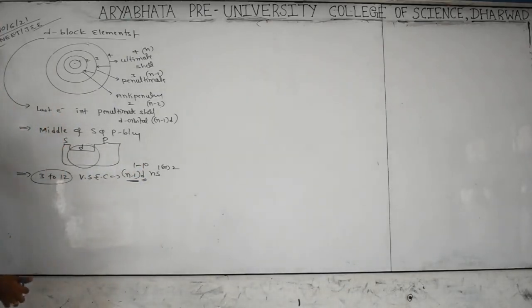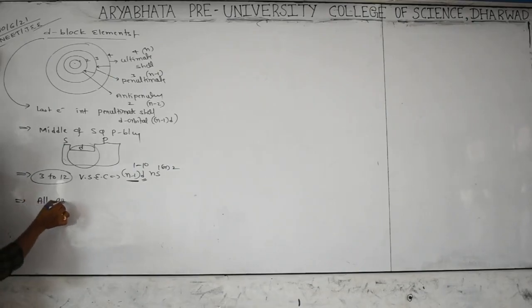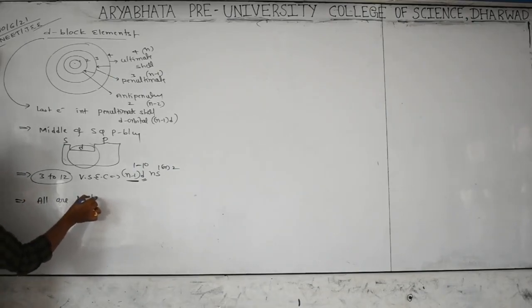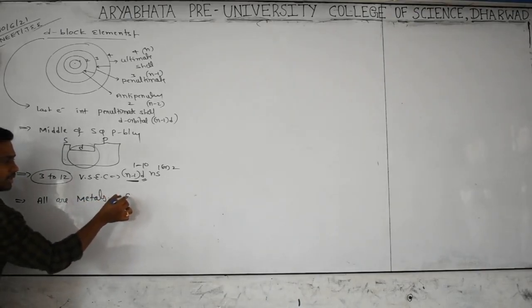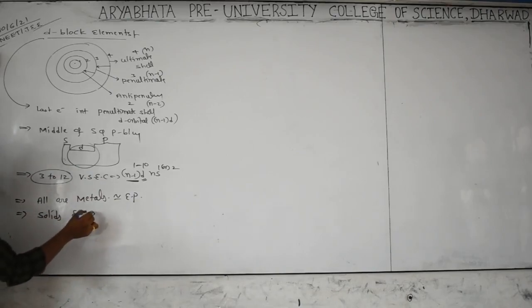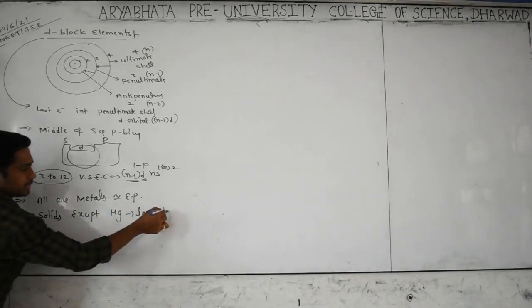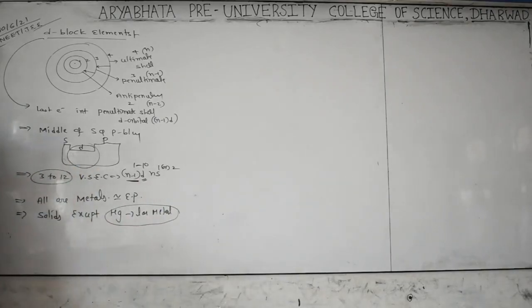So what is special about these d block elements? They are in between s and p, so they have both s character and p block element characters. That's why they are all metals, meaning they have electropositive character, and all of them are solids, except one: mercury, which is the liquid metal. This is important.